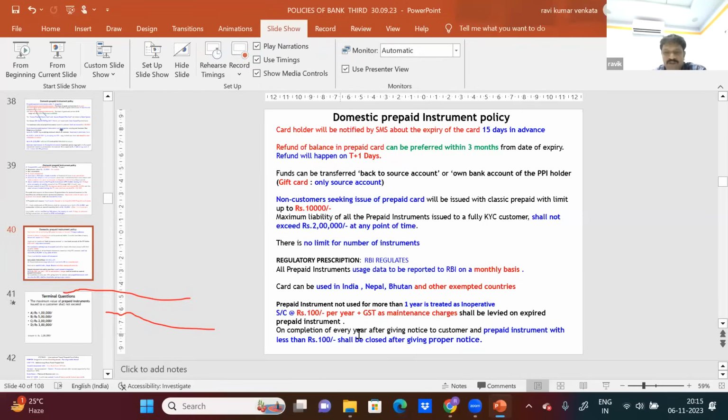On completion of every year, after giving notice to the borrower, a prepaid instrument with less than 100 rupees shall be closed after giving proper notice. On completion of every year, if the year is completed, we can give a notice. If it is less than 100, we can close the account. Okay.